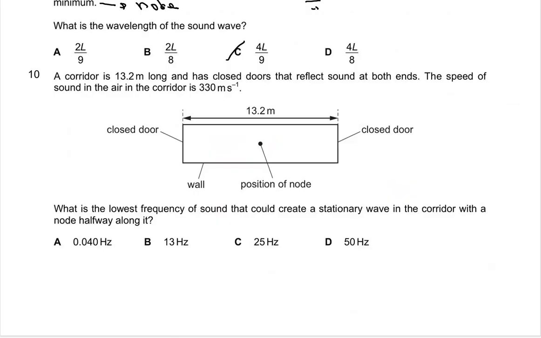A corridor is 13.2 meters long and has closed doors that reflect sound at both ends. The speed of sound in the air in the corridor is 330 meters per second. What is the lowest frequency of sound that could create a stationary wave in the corridor with a node halfway along it? So this is a node. And the particle at the closed door forms a node. We just connect these nodes by drawing a wave line.